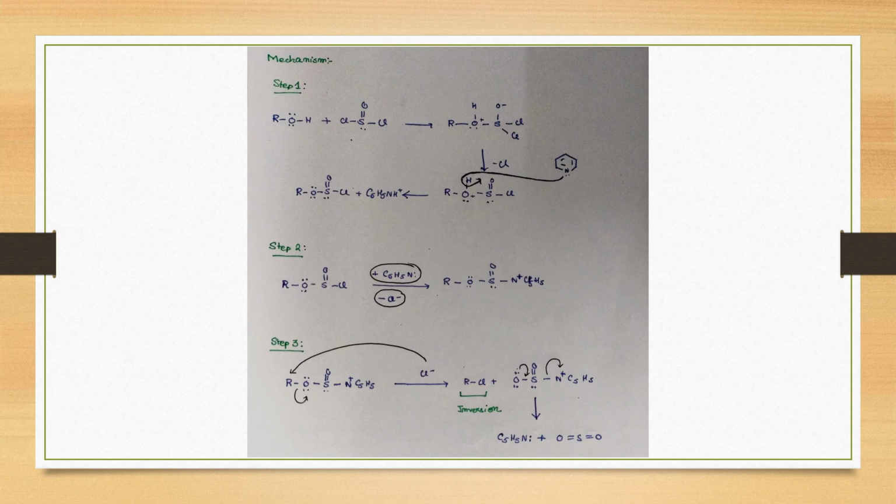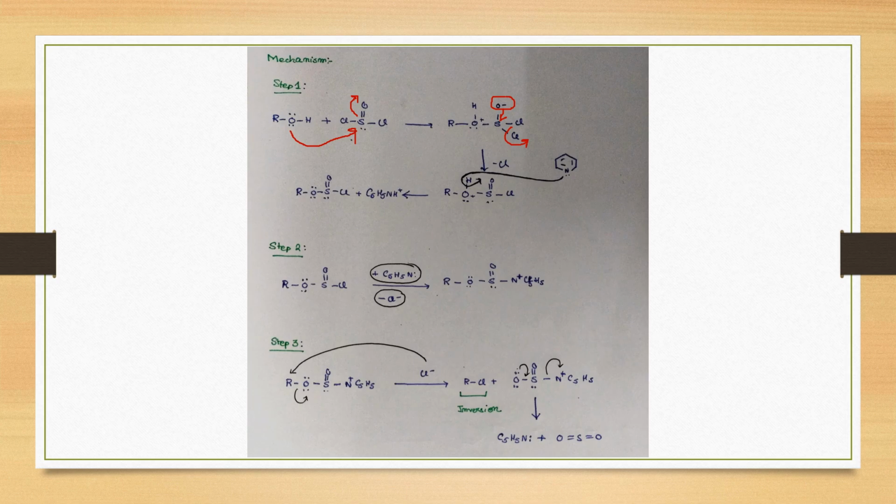The first part is similar, where we have the ROH and oxygen is attacking the sulfur, and there is displacement of the pi bond. This being unstable again, the O minus comes back to form the pi bond and chlorine is removed.